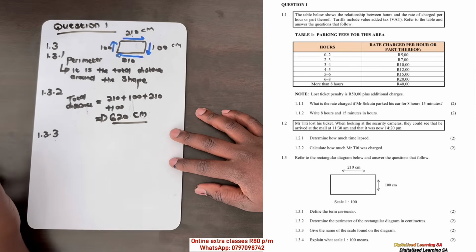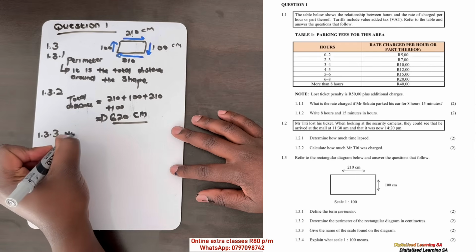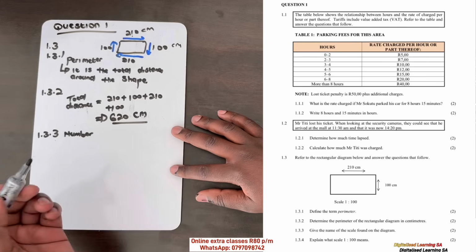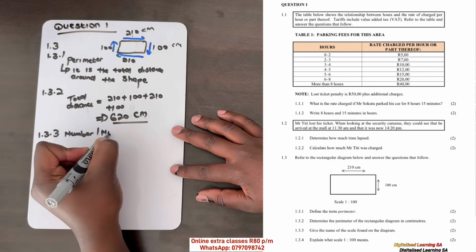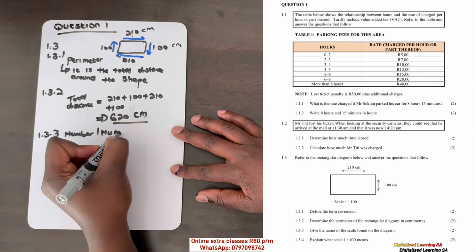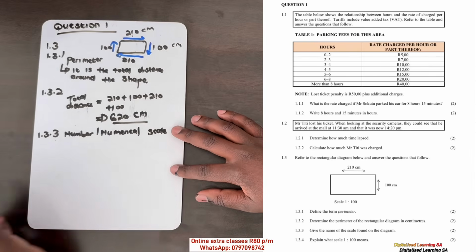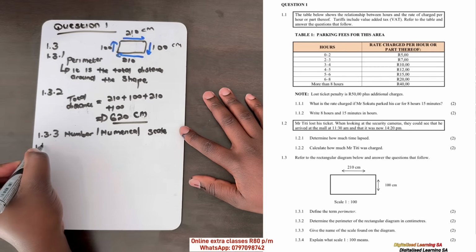Question 1.3.3 says to give the name of the scale found on the diagram. So we can see that the scale is given in numbers. So we can easily say that this is a number scale, or to make it more formal, we can say it's a numerical scale. Okay, so now let's move to the next question.